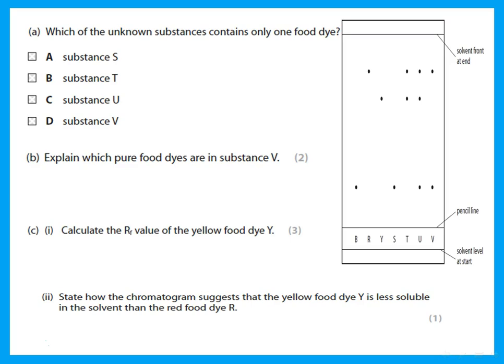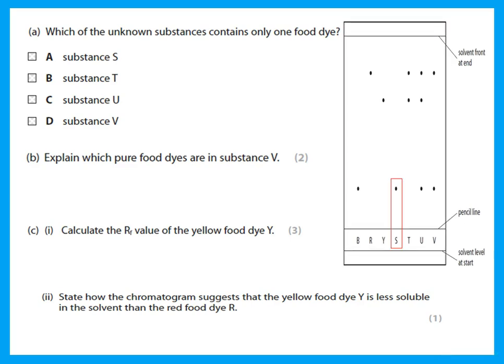And then he asks, which of the unknown substances contain only one food dye? Of course, when I look at this, which one contains one food dye? Remember, the unknown substances were the S, T, U, and V. So which one has only one? It is the one that gives one spot, so that is S.